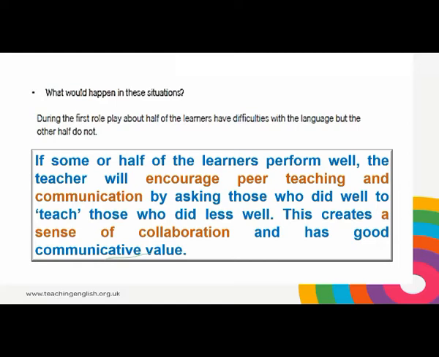So I have half of the class that know the lesson well. I will choose them and put them with the other half, and ask them to teach the lesson to them. As a teacher, you save your effort, and the learners teach from each other, and this is what we call peer teaching. This will give them self-confidence, a sense of collaboration, and has a good communicative value.